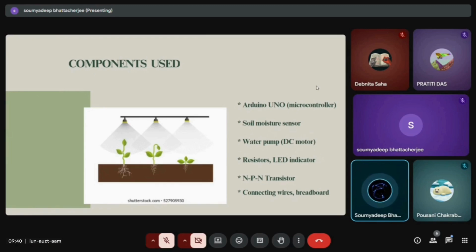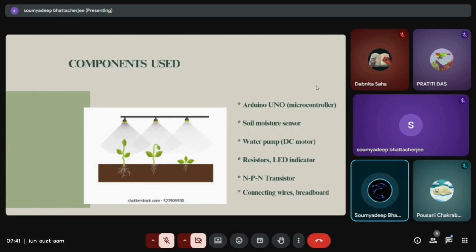Why do we use Uno? Because it is beginner friendly, widely documented, and robust enough for this application. It gives us the necessary analog input pins to read our sensors and digital output pins to control the pump. Its job is continuous. It waits for input, processes it, and provides output.